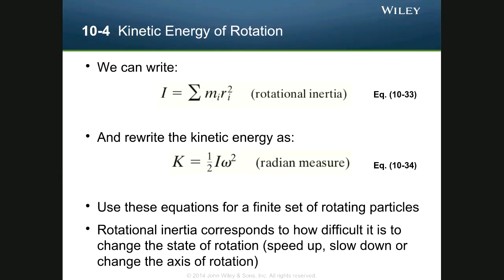Once you have this I term, your rotational inertia, you'll notice that your kinetic energy can be written as 1/2 times the inertia term times the relevant speed term squared. All right, and then you get that your kinetic energy is 1/2 I omega squared. So you can use these equations for a finite set of rotating particles. For a rotational rigid body, you can still use this equation. What you have to figure out is your moment of inertia.